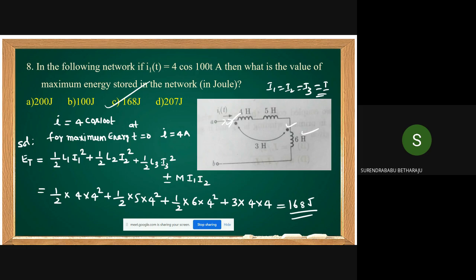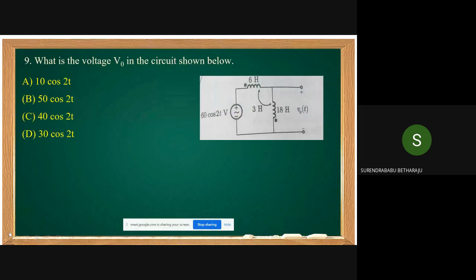Because here 3 coils are given, that's why you take half L3 into I3 square. If 4 coils are given, half L4 into I4 square. Like that you can consider. This is the total energy stored. Important model already framed in all the compute exams, this model. So what is the voltage V0 in the circuit shown below? Let's try this one.